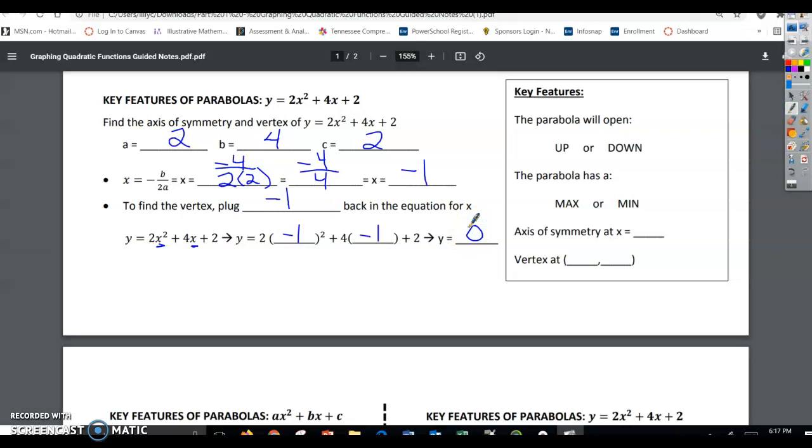All right, so the parabola will open up because a is positive. And if it opens up, that means the parabola has a minimum value. And it's going to have an axis of symmetry at x equals negative 1. And the vertex is going to be negative 1, 0. All right, pause the video if you need to. I'm going to clear it and move on.